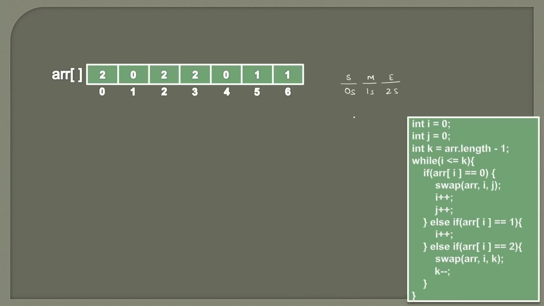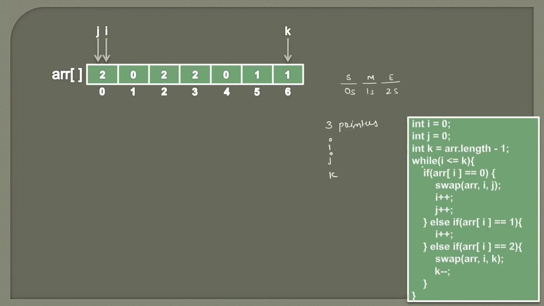So friends, the basic idea behind this algorithm is we actually use 3 pointers, which are I, J and K. In this algorithm, each pointer has a special task to perform. At the start, I starts from 0, J starts from 0 and K starts from the last index.